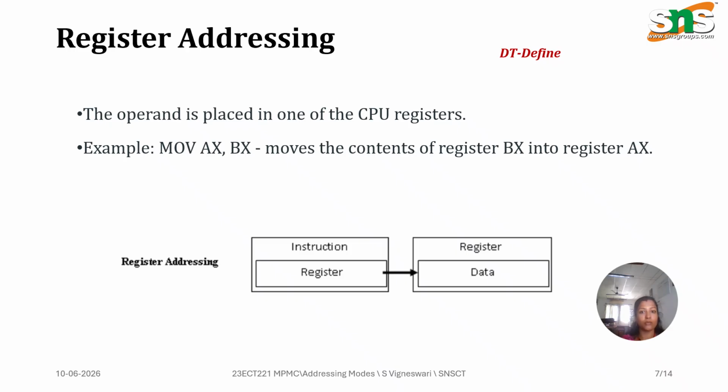Since both the operands are located inside the processor registers, no memory access is required here. Registers are located within the CPU, and therefore they can be accessed much faster than a memory location. This addressing mode provides high execution speed and is commonly used in arithmetic and logical operations.